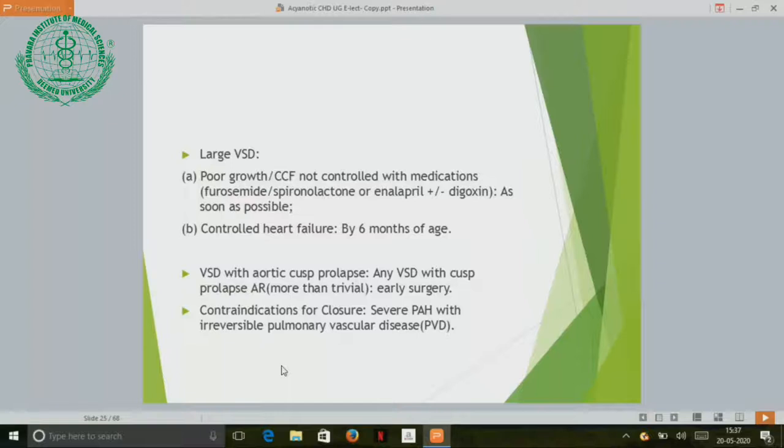Any VSD with aortic regurgitation, surgery is indicated immediately. Contraindication for VSD closure is again severe PH, which is irreversible.